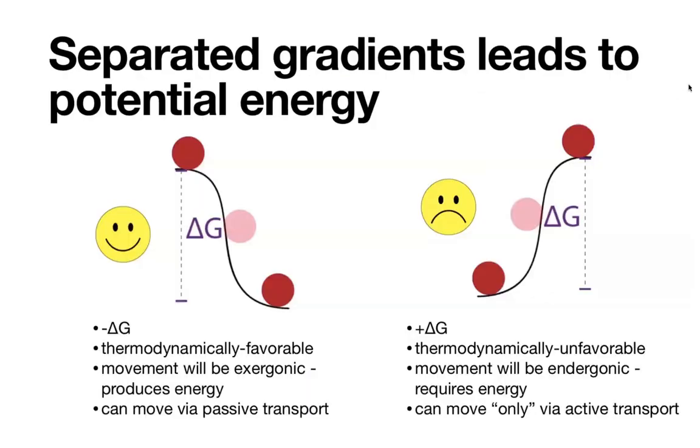Because when you go along your gradient, you're going to release energy, but if you go against your gradient, you're going to require energy. So the movement of one molecule along its gradient can provide energy to power the movement of another molecule against its gradient. And that is secondary active transport.